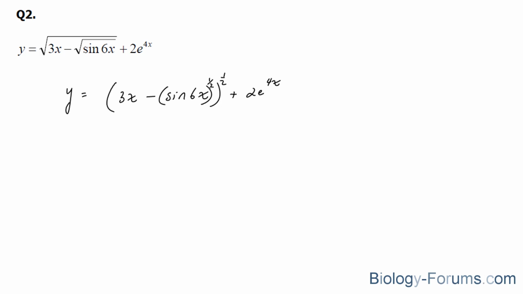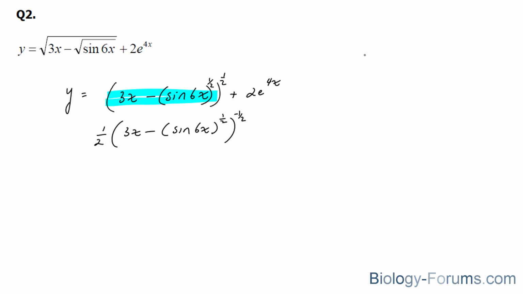The next thing we'll do is find the derivative of this part. And we will use the chain rule. Bring that 1 over 2 to the bottom. 3x minus sine 6x to the 1 over 2. And since we brought this to the bottom, you're going to subtract that by 1, so it becomes negative half. And now what you're going to do is find the derivative of the inside part, which is equally difficult, and we'll do it on the side here.